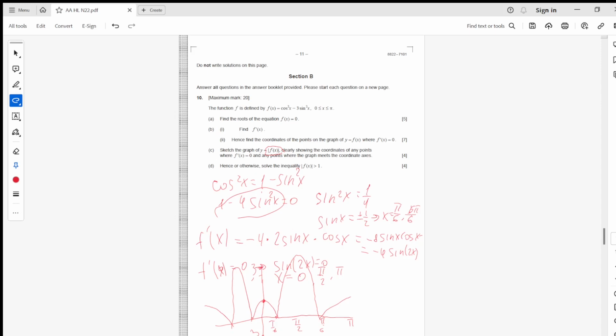And for the last question, we just need to solve this inequality. And as you can see, y is equal to 1 in this point on this line. So we need everything above. And we need to find this point. Okay, so we need to solve 1 minus 4 sine of x squared is equal to 1.